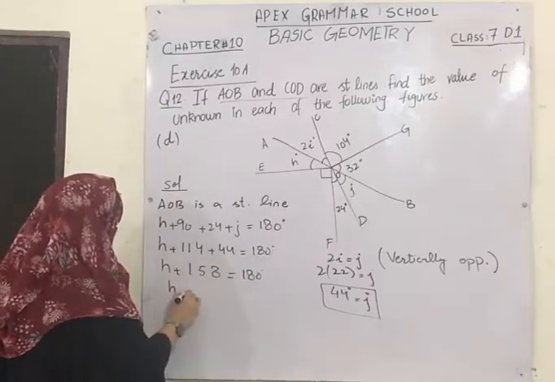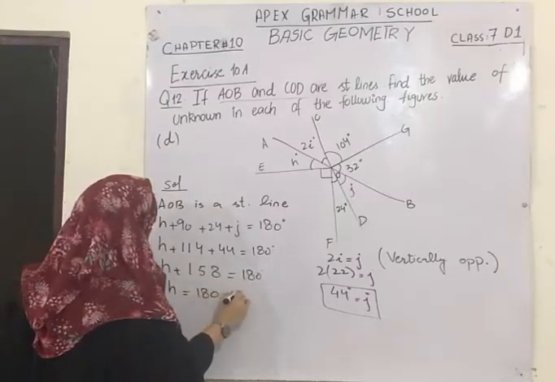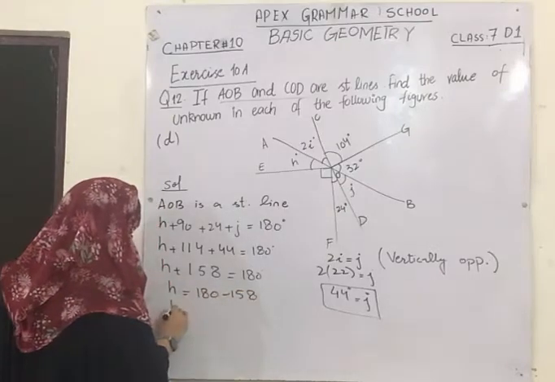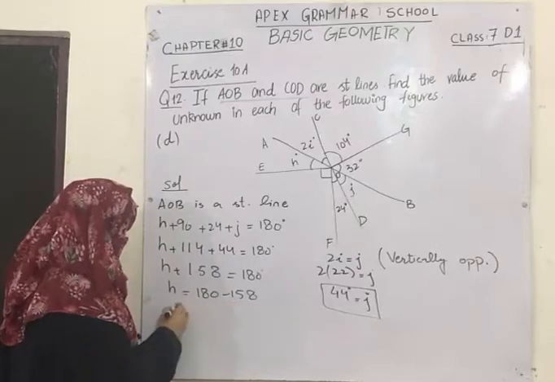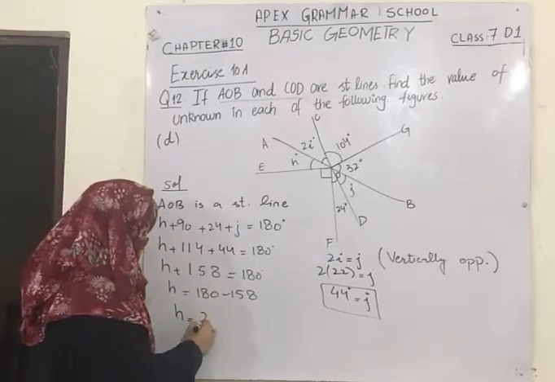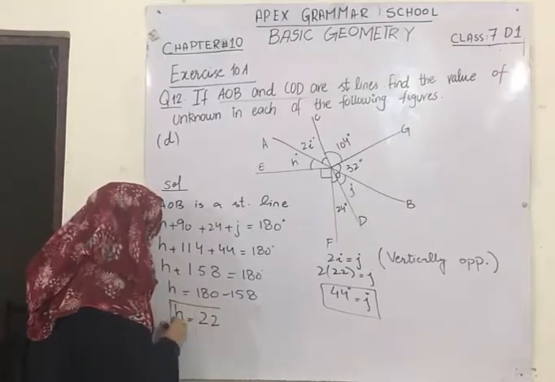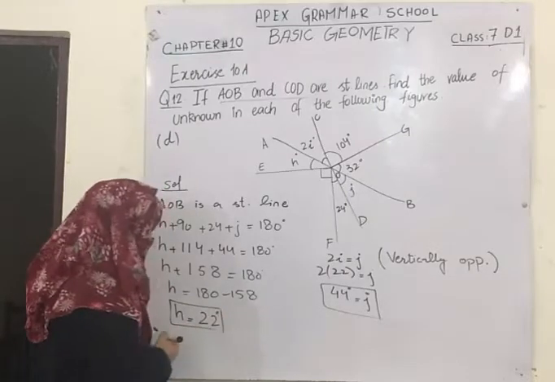158 is being added on one side, so on the other side it will be subtracted. H is equal to 180 minus 158 degrees. After subtraction, we got the value of H to be 22 degrees.